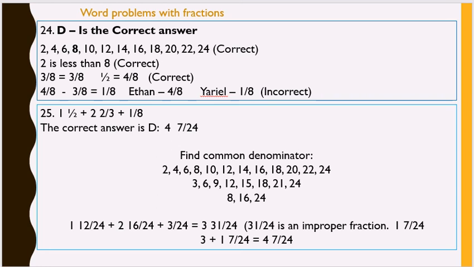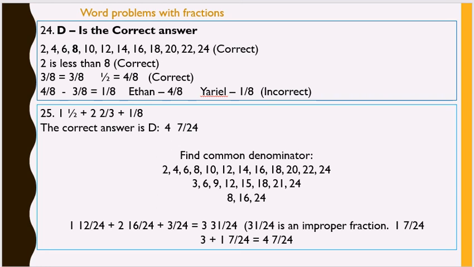Number 25, we had 1 1/2 plus 2 2/3 plus 1/8. So we look at these two problems. The correct answer is D, 4 7/24. First, you must find the common denominators to be able to add your problems.